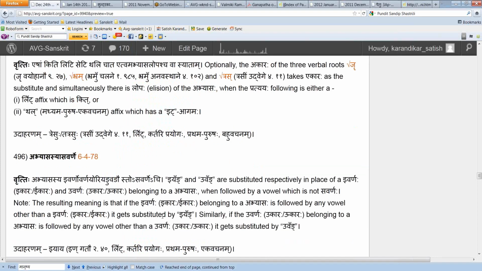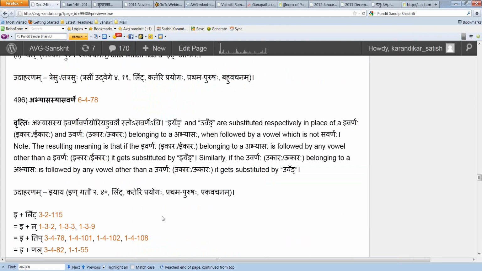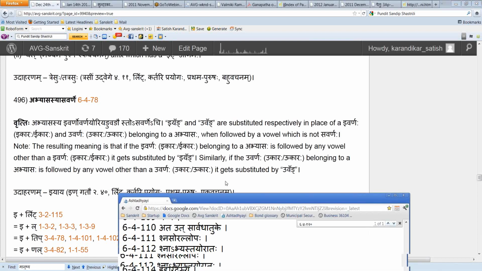Let's look at two more rules here, which apply in the case of lit. One is abhyasasya savarne. Look at the number 6.4.78. Now we have a very good friend next door, which is the achishtu dhatu bruvam, which we have used many times. So this must be in that context.